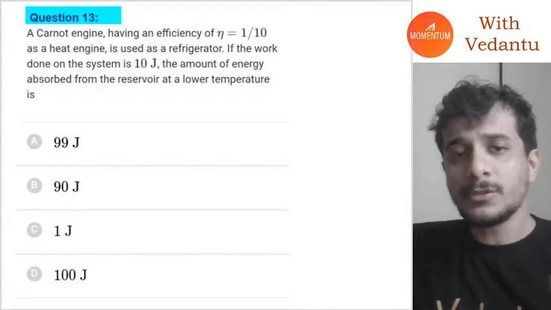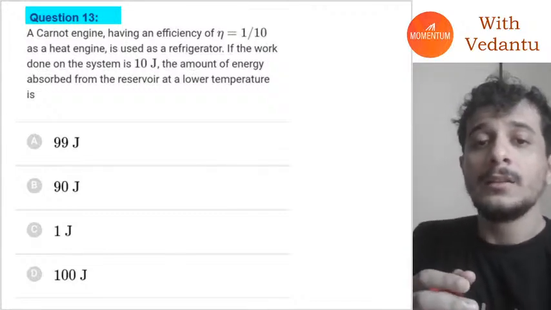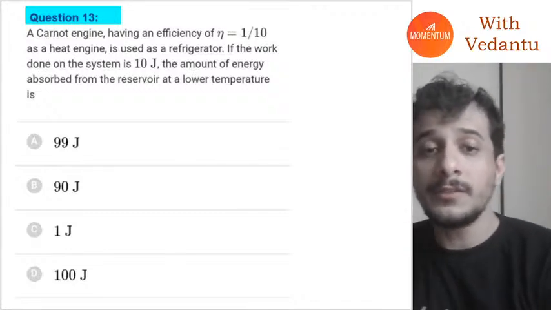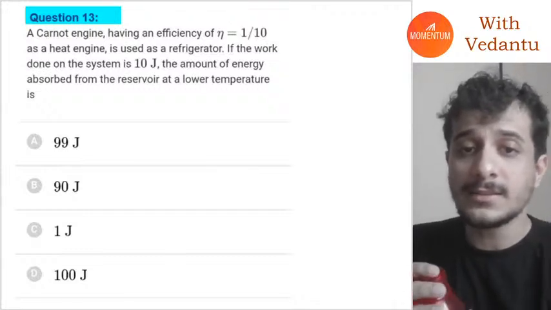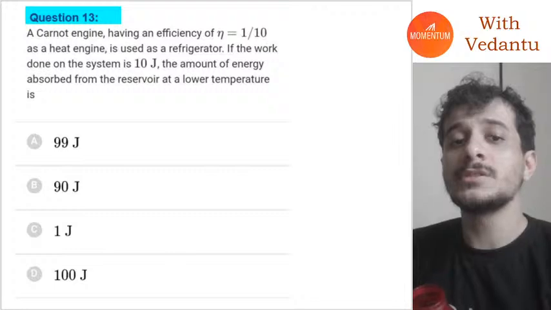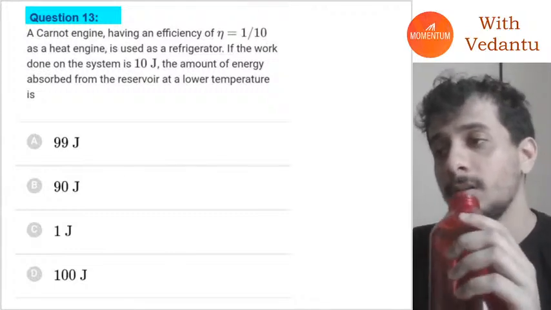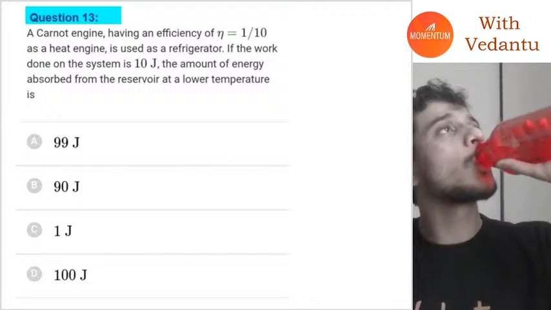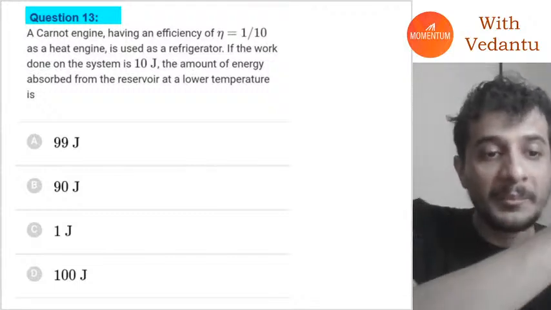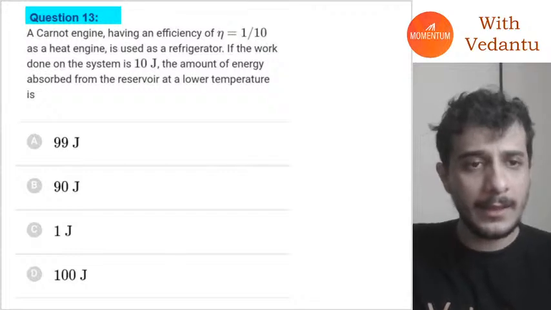Okay, next question. In a Carnot engine having an efficiency of 1 by 10, this is used as a refrigerator. If the work done by the system is 10 joules, the amount of energy absorbed from the reservoir at lower temperature is... Hmm.